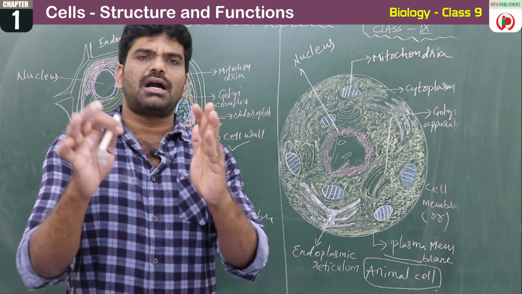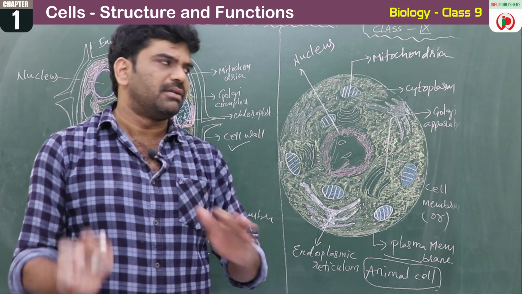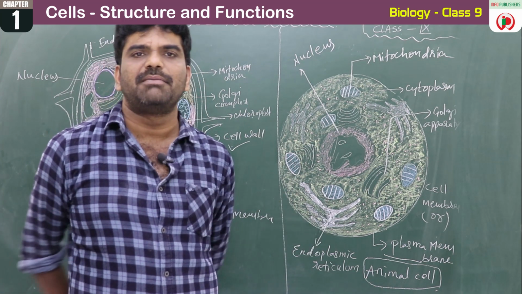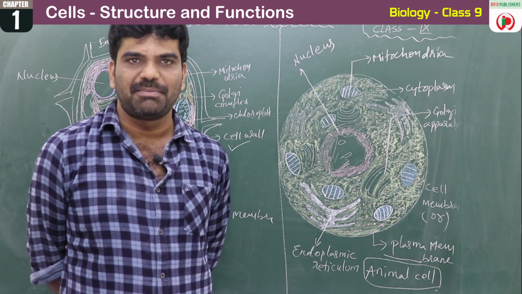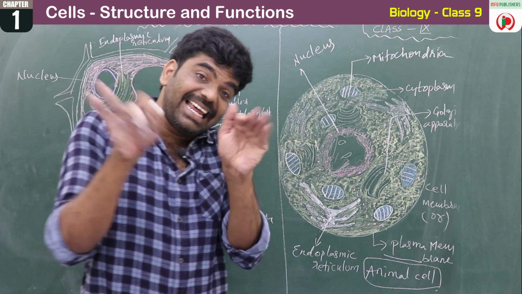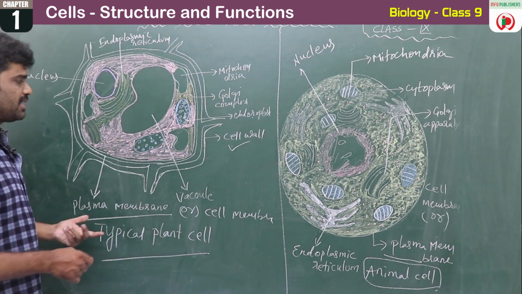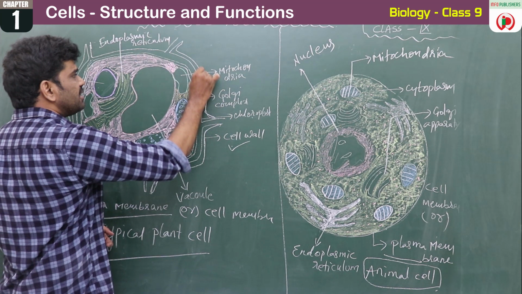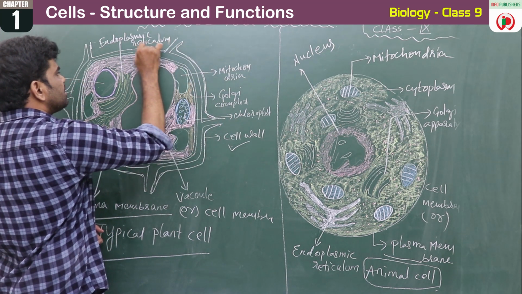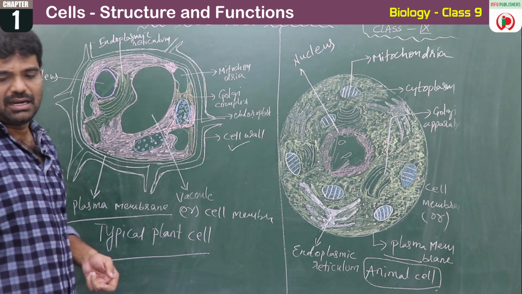So what is the common layer that is present in both the plant cell and animal cell? Yes, cell membrane. What is the extra layer that is present in the plant cell? Cell wall. This is the cell wall. This is the extra layer.